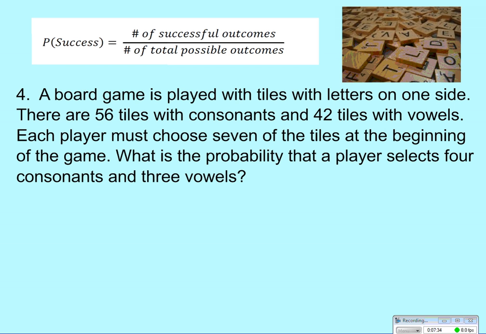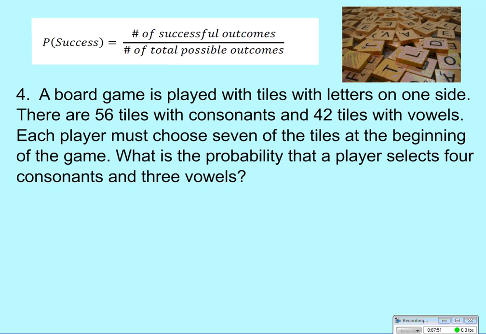It's going to be some other combination. So a board game is played with tiles and letters on one side. There are 56 tiles with consonants, 42 tiles with vowels. Each player must choose 7 of the tiles at the beginning of the game. What is the probability that the player selects 4 consonants and 3 vowels?